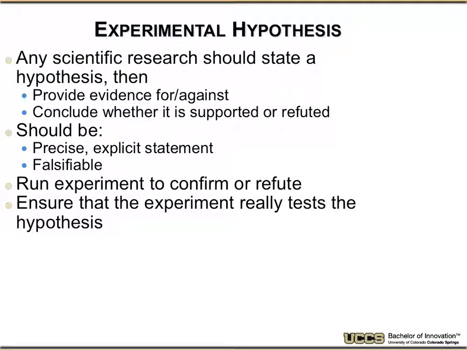So, as we talked about doing experiments, as we've said before, any good scientific study should state a hypothesis and then provide evidence for or against it and conclude whether or not it should be supported. That should be a precise, explicit statement, and it needs to be falsifiable. All this is stuff we covered when we talked about what's a good experiment. When you want to run the experiments to confirm or refute it, you want to ensure the experiment really tests this hypothesis. So when we start talking about hypothesis testing, it's important you understand what an experiment can and cannot show.